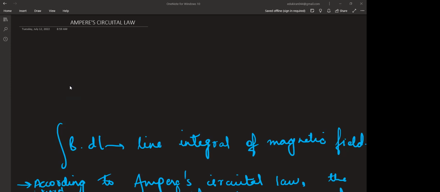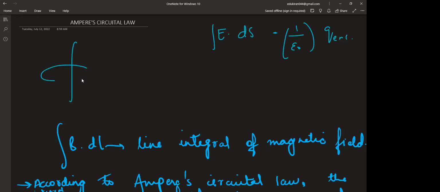E dot dA, is equal to what? Ma'am, Q by epsilon naught. Yes, it's 1 over epsilon naught times Q. So only Fadil knows Gauss theorem. Rest of you have forgotten it.